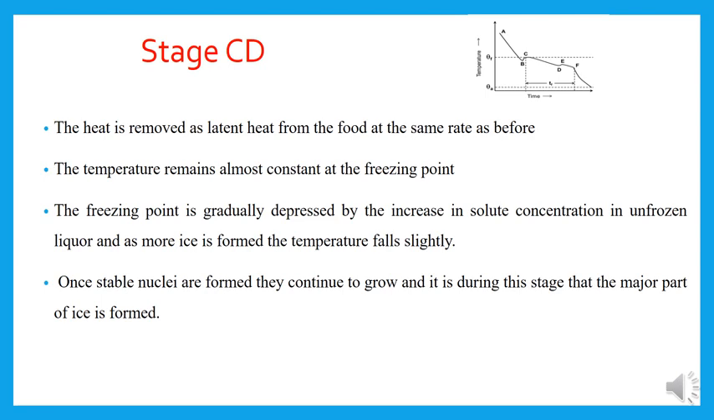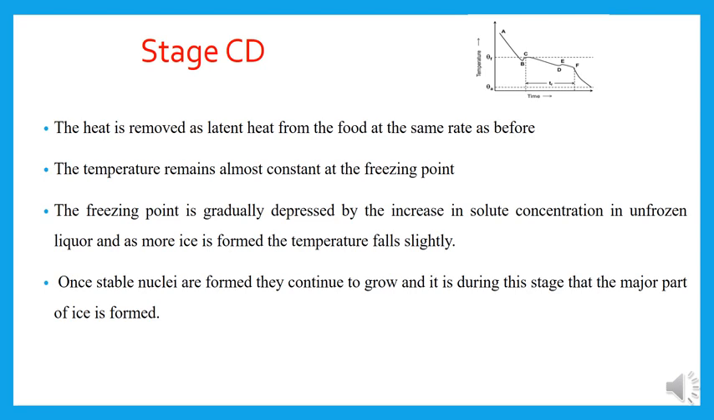Then what will be the reason? The freezing point is gradually depressed by the increase in solute concentration in the unfrozen liquor, and that's why the temperature falls. Heat is removed as latent heat, so the temperature should be constant. But here a major part of the ice is formed, and in the unfrozen liquid there is some water which is not frozen. In that water there is an increase in solute concentration. That's why the slight temperature fall is happening here. Once stable nuclei are formed, they continue to grow, and it is during this stage that the major part of the ice is formed, from C to D.